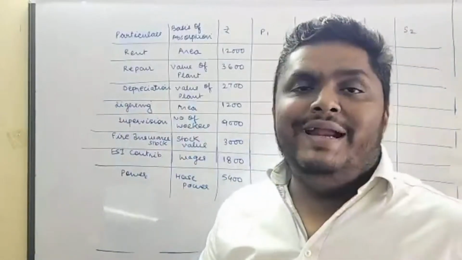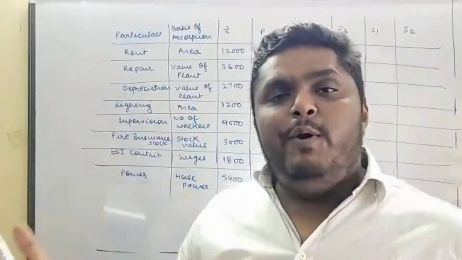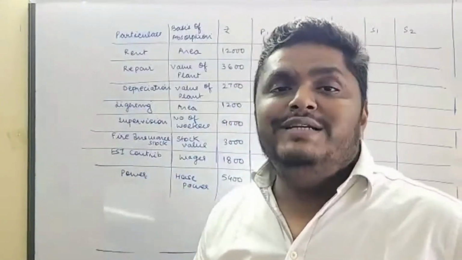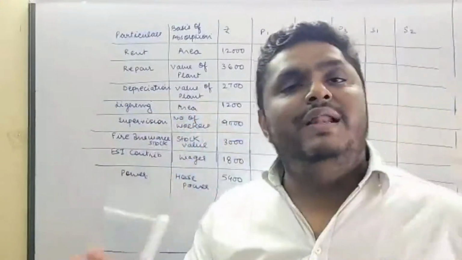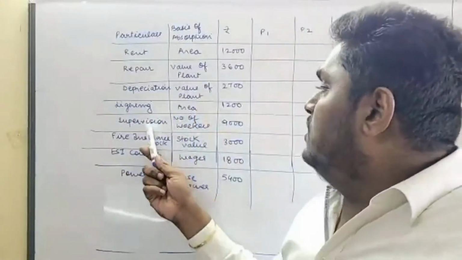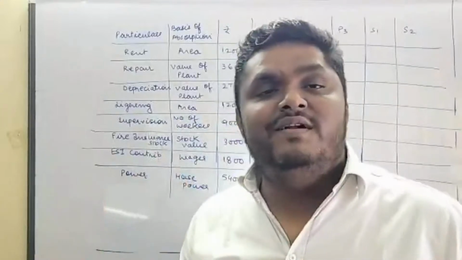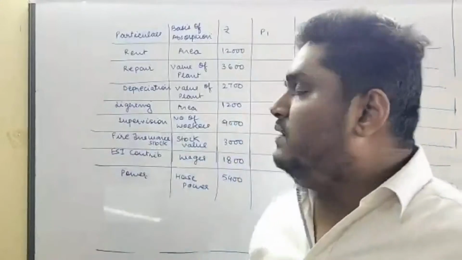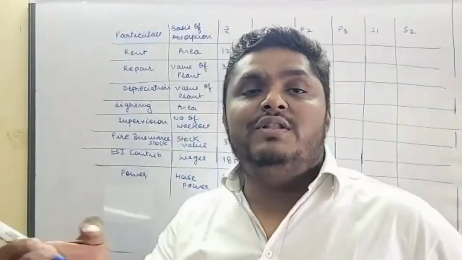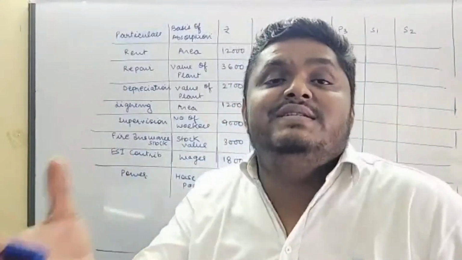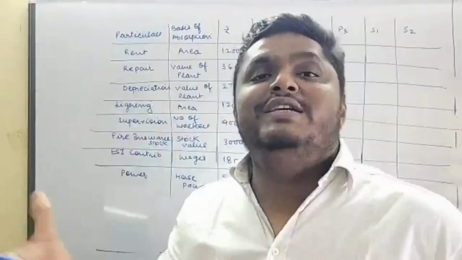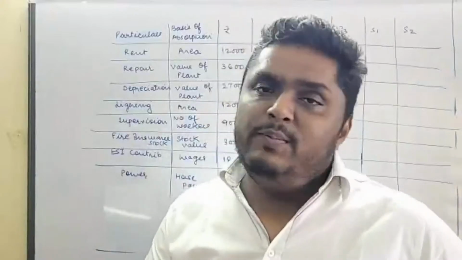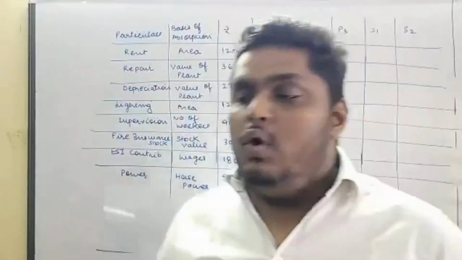When talking about lighting, again, if the light points are given, the first priority should be given to the light points. But if light points are not given, then better distribute the lighting on the basis of area. Supervision, we have to supervise the workers. So better supervision cost should always be apportioned on the basis of number of workers. The fire insurance of stock, the name itself says fire insurance, of what? Of stock. And fire insurance is based on what? On the value of stock. So stock value. ESI contribution depends upon wages. And thereafter, power is horsepower.